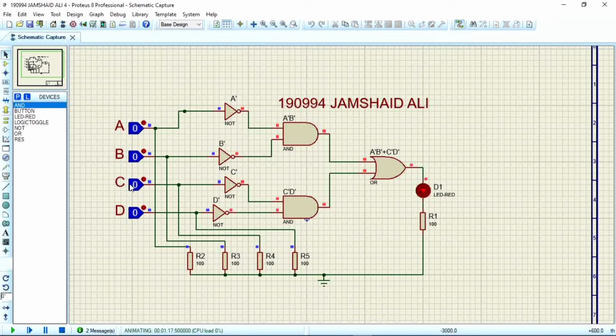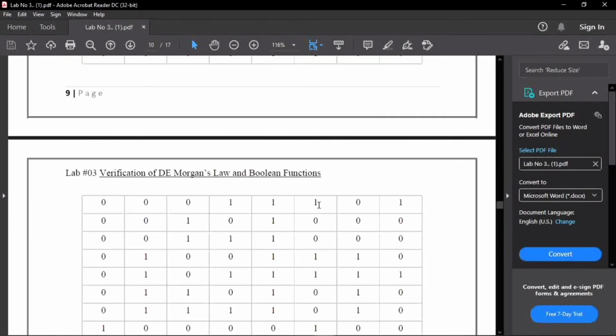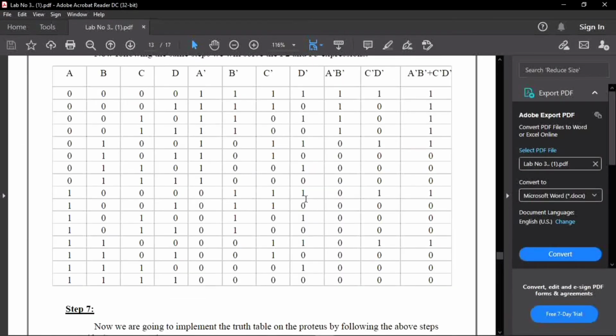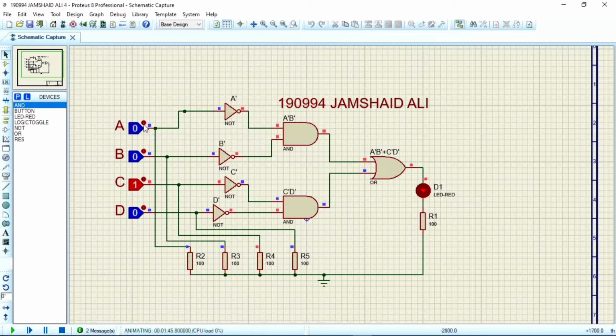You can see if I am applying 1 on C then the output will be 1. We can see our truth table. This is our truth table for function f2: if I am applying 0 on all of A, B, C and D, then the output will be 1. If I am applying 1 on all of it, then the output will be 0. We can check by running. If I am applying 1 on all of it, then the output will be 0. If I am applying 0 on all of it, then the output will be 1. So this is our basic Proteus circuit of Boolean expression f2.